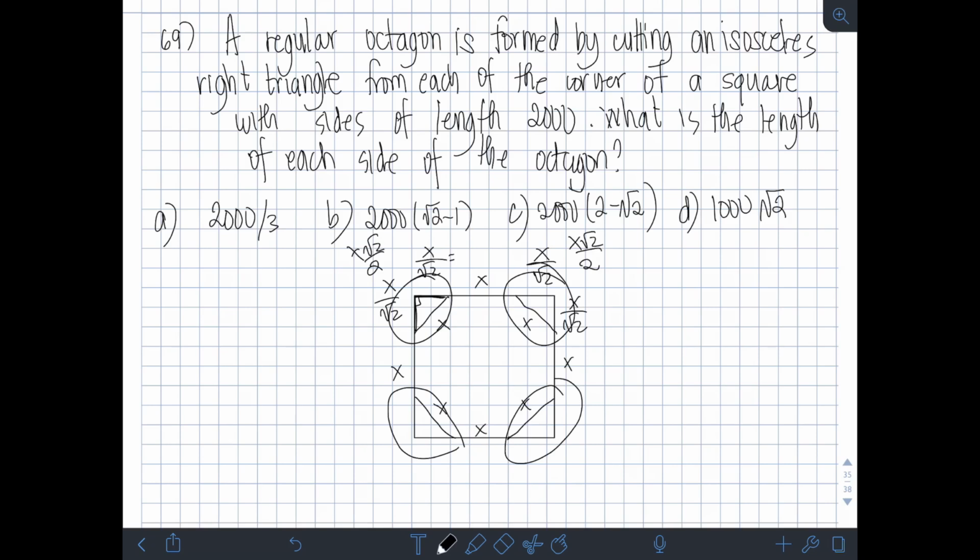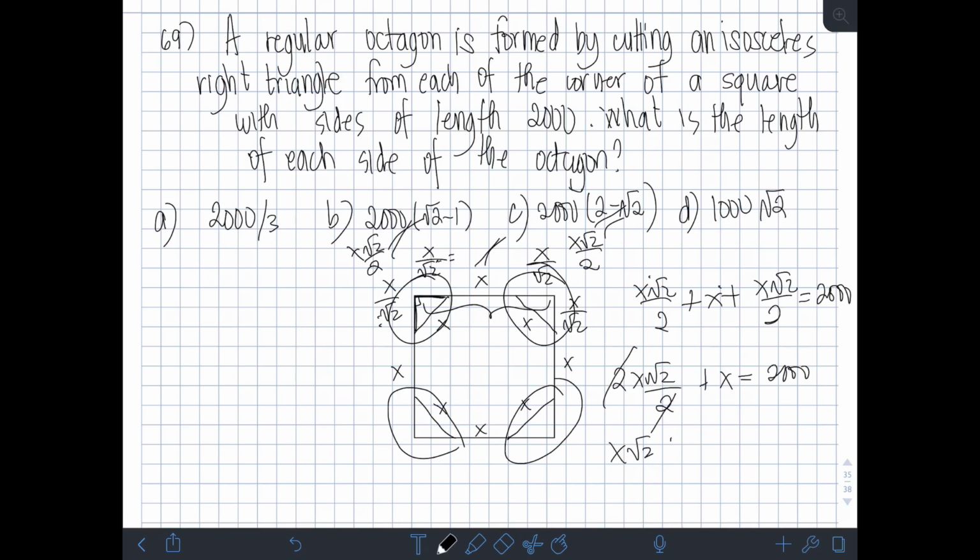Tama, diba? Kasi pag Pythagorean theorem nyo to, square root nung (x square root of 2) squared plus (x over square root of 2) squared is x. So, ngayon, given tayo na yung length nung side nung square is 2,000. So, diba ito yon? So, therefore, kapag inadd natin dapat itong tatlong segments na to, which is itong x square root of 2 over 2 plus x plus x square root of 2 over 2, equal dapat sila sa 2,000, yung length nung side nung square. So, therefore, pag kinombine natin to, we have 2x square root of 2 over 2 plus x is equal to 2,000.